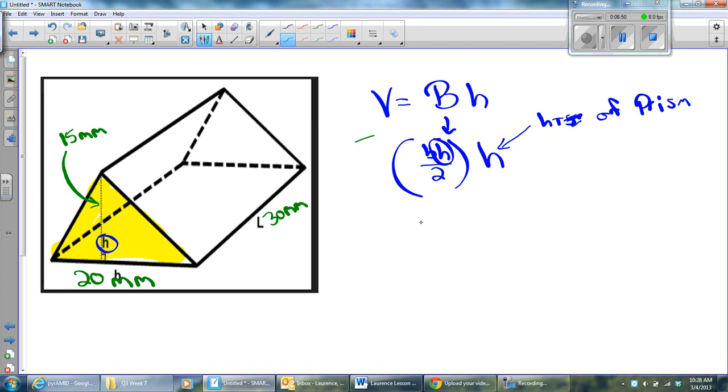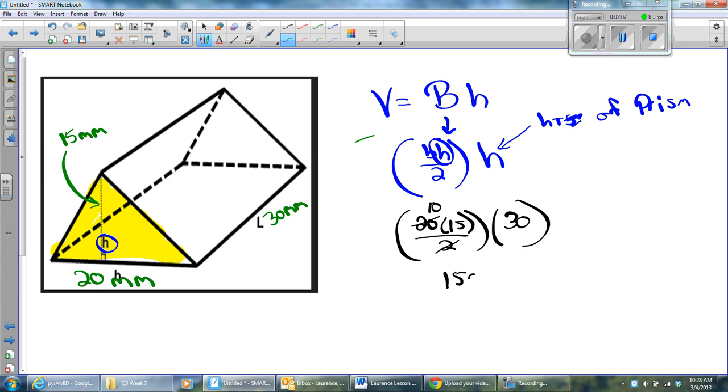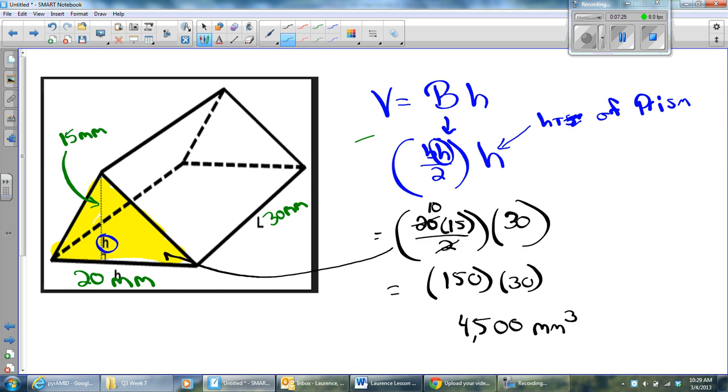So I'm going to do area of the base, which is 20 times 15, divide that by 2, and then I'm going to multiply by 30. And I can do it this way, turn that into 10, and I'm going to get 150 times 30, and 3 times 15 is 45, and then times 100 is like that. And we are in millimeters cubed. What did I do? I did the area of this yellow part, 20 times 15, divide by 2. And then I multiplied by how tall it was.